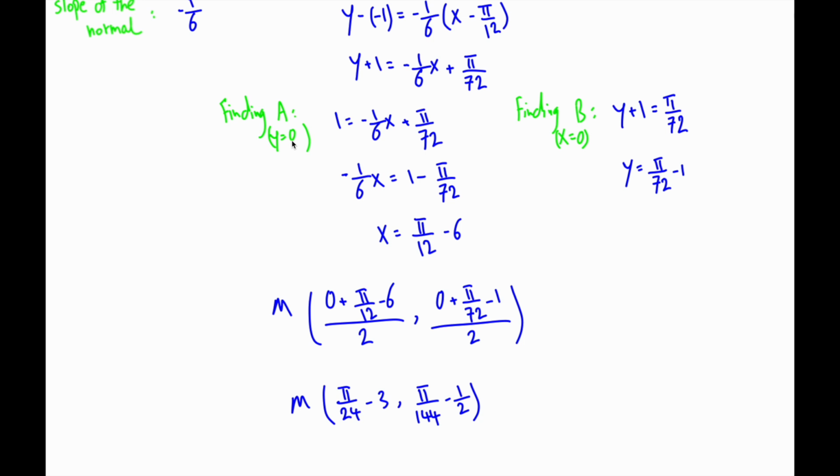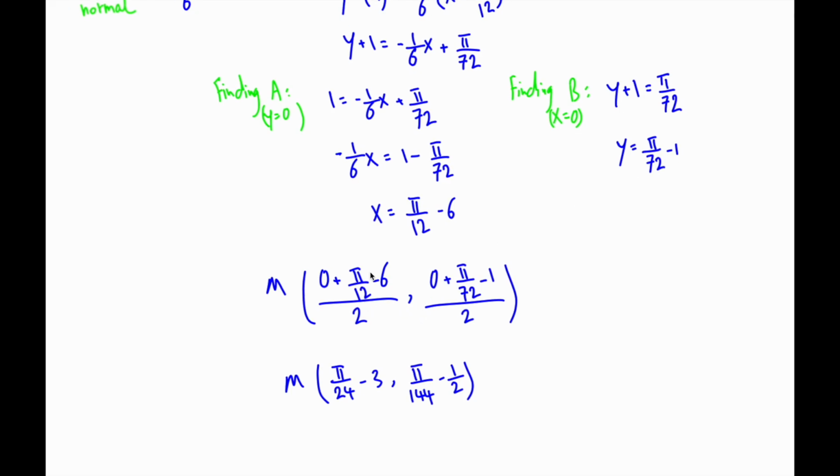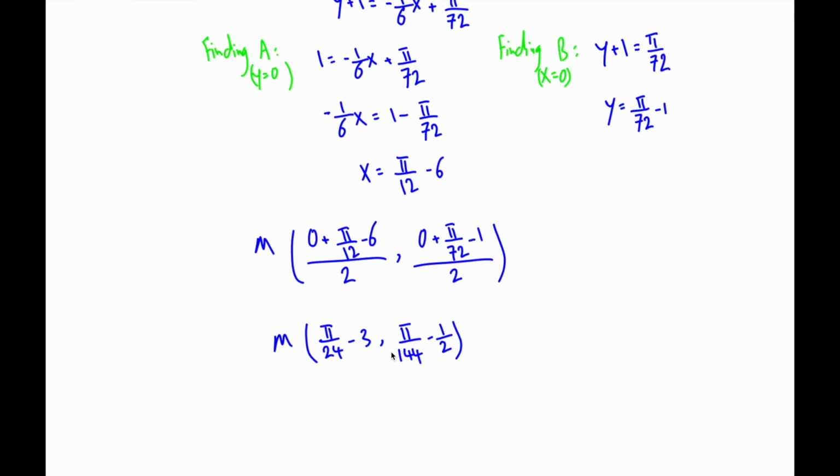Now that I have the x and y coordinates of points A and B, I can just find the midpoint. So don't forget, the x coordinate of A is this, however the y coordinate is 0, the x coordinate of B is 0, while its y coordinate is pi over 72 minus 1. So you just add up the x's and take the average. You add up the y's and divide by 2. And once you do that, you get these coordinates, which is the coordinate of the midpoint, and that is the final answer. Having said that, this was the last question for this paper.